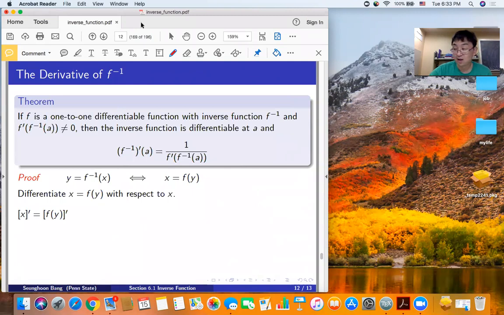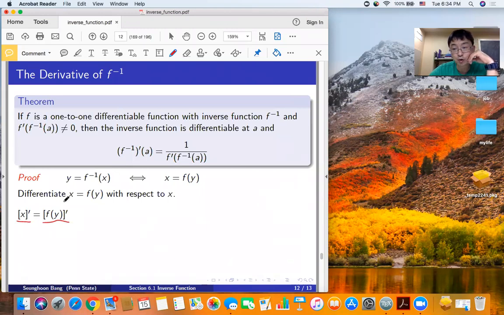What is x prime? 1. Is that right? X prime is 1. You're right, x prime is 1. What is f of y prime?